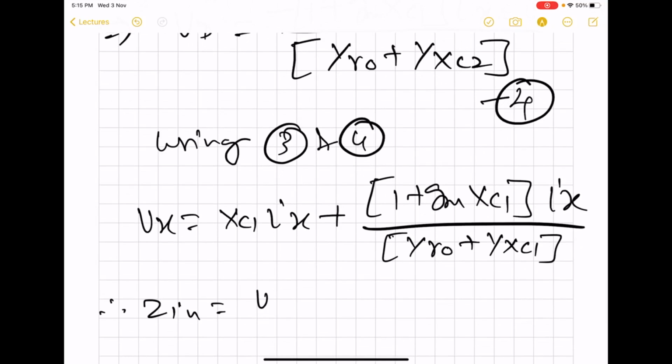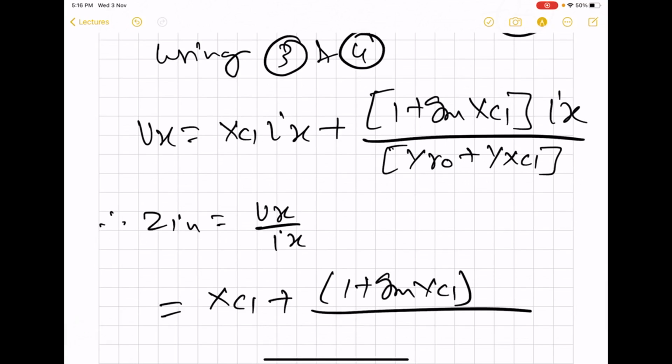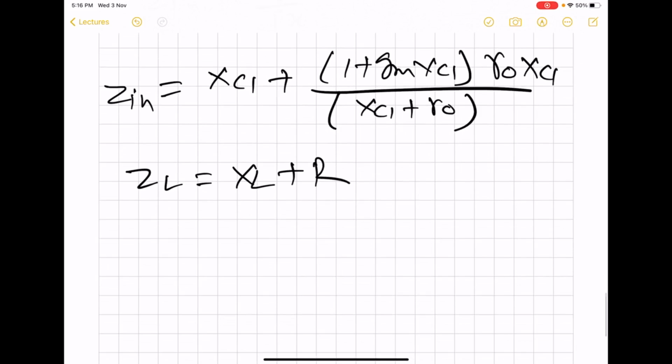Therefore, Zin, which is Vx by Ix, can be found out as Xe1 plus 1 plus Gm Xe1, and the denominator part we can write like this, Xe1 plus R naught. So the numerator now contains R naught Xe1. And so now we know Zin, so we have to find out ZL, which is XL plus R. So these two impedances are known now.